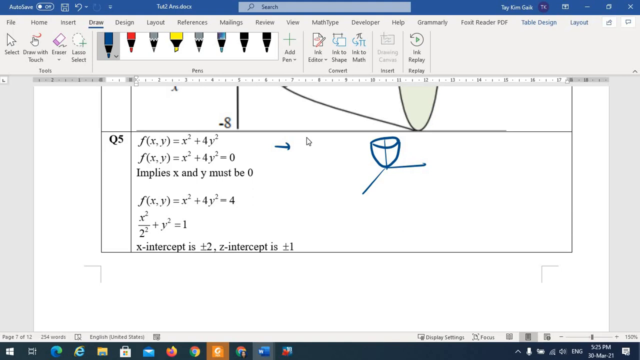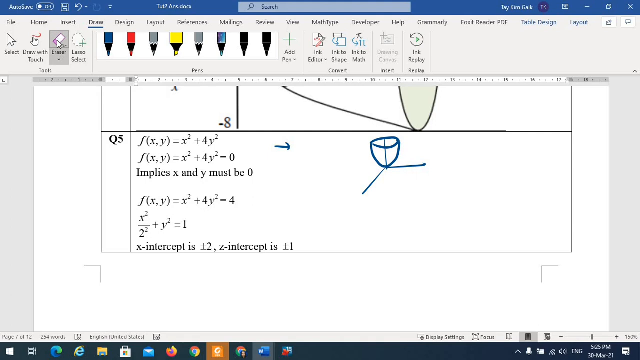Because for the x-intercept, y is 0. Or another way is to let y equal 0 here, so x squared equals 4, so x is plus or minus 2, if you cannot change to this form.